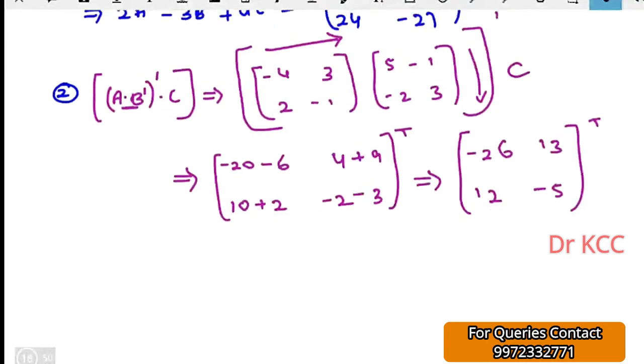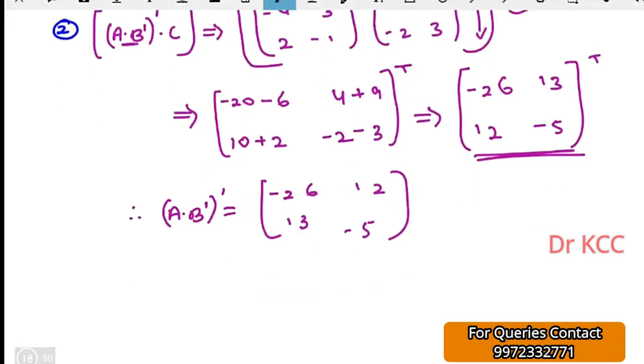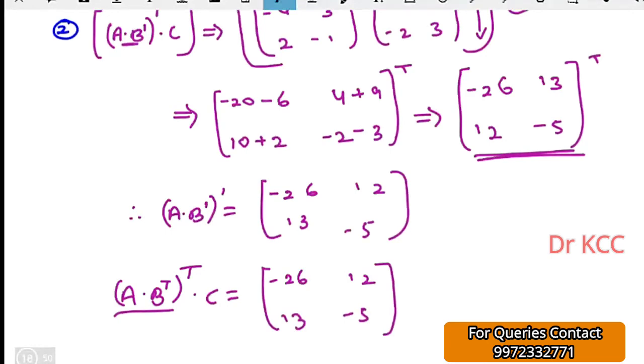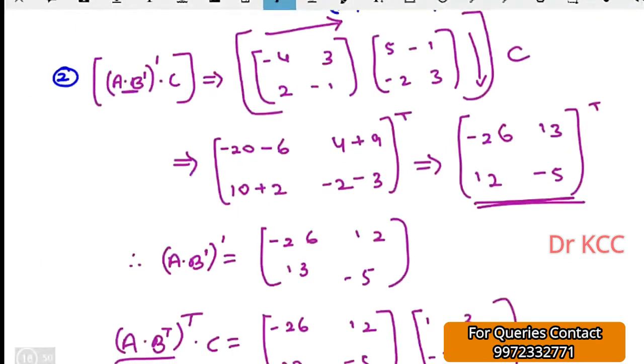Then therefore what is (A dot B dash) whole dash is equal to? Now we found out A dot B dash. Now we should take the transpose of this. On taking the transpose, you will get minus 26, 13, 12, minus 5. Now the final step is this. So therefore A dot B transpose whole transpose dot C. We found out this one, that is minus 26, 12, 13, minus 5. Now multiply this with C. What is C now? 1 3 minus 1 minus 4. So 1 3 minus 1 minus 4. Correct, right? So 1 3 minus 1 minus 4.